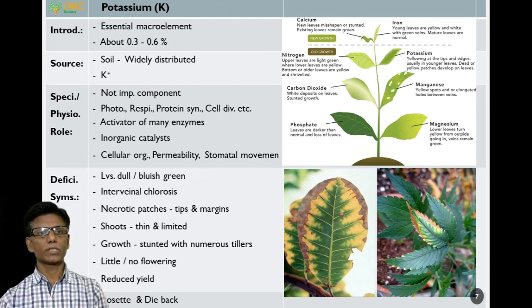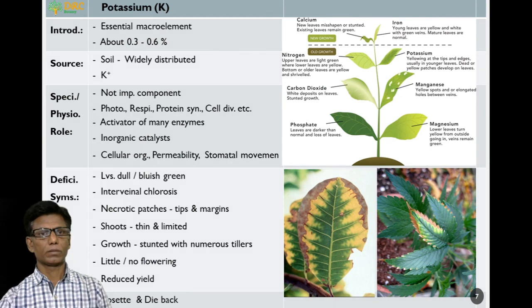Potassium deficiency causes two diseases in the plants. First one rosette and next one dieback. When the plants become bushy in appearance, it is called rosette disease. And when the loss of apical dominance and regeneration of lateral buds takes place, it is called dieback disease. Here another macro element is completed.